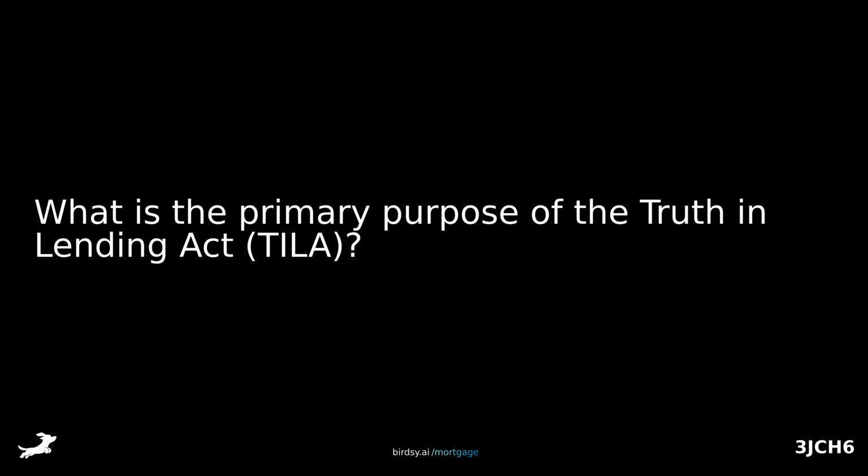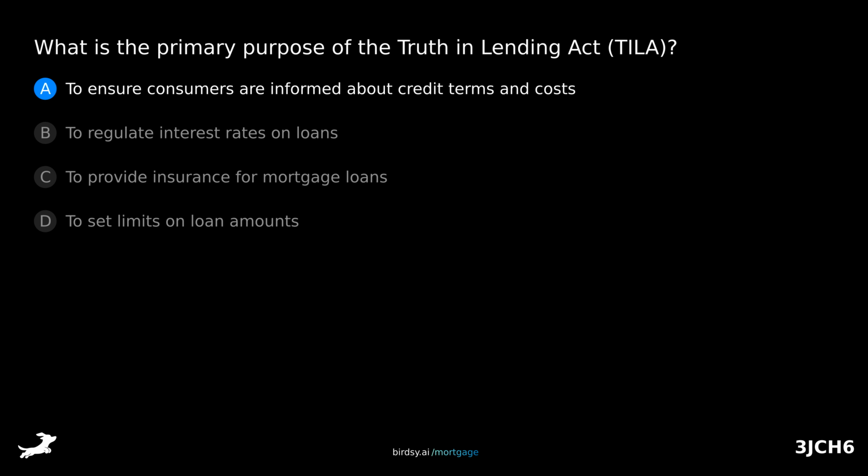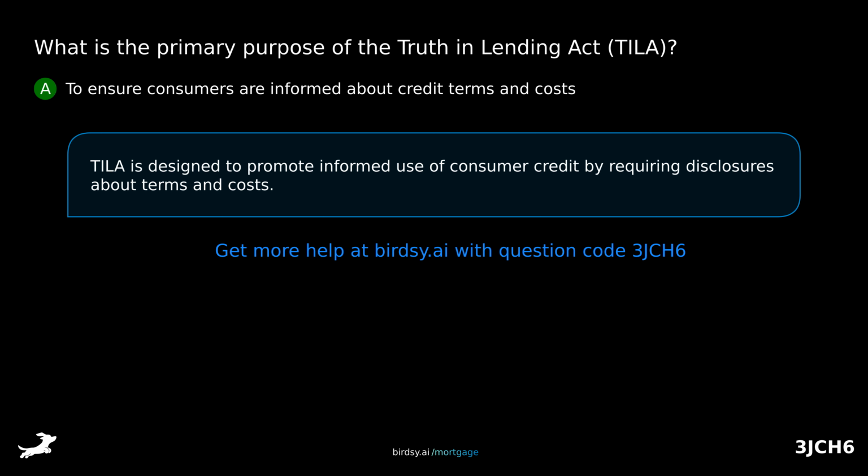What is the primary purpose of the Truth in Lending Act? Is it A, to ensure consumers are informed about credit terms and costs, B, to regulate interest rates on loans, C, to provide insurance for mortgage loans, or D, to set limits on loan amounts? The answer is A, to ensure consumers are informed about credit terms and costs. TILA is designed to promote informed use of consumer credit by requiring disclosures about terms and costs.